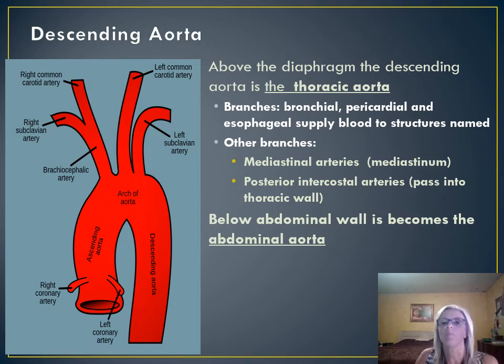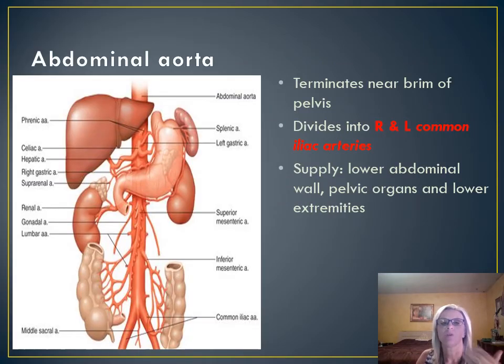Above the diaphragm, the descending aorta is the thoracic aorta. Below, it becomes the abdominal. So learn those differentiations of where they change from one name to another, and draw them out, color code them, and diagram them. It's really going to help you in lab. The abdominal aorta ends near the brim of the pelvis. It then divides into the right and left common iliac arteries. It supplies part of the abdominal wall, pelvic organs, and lower extremities.